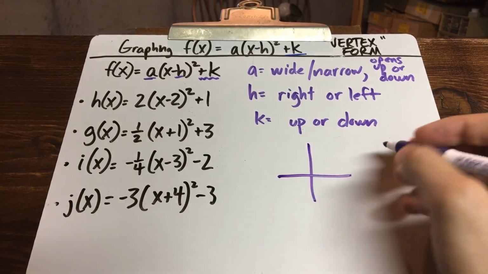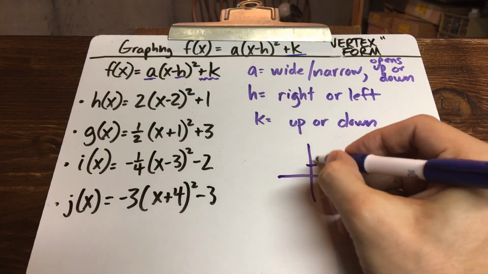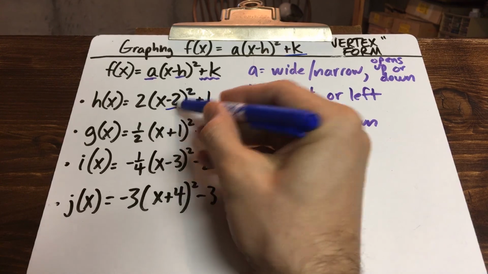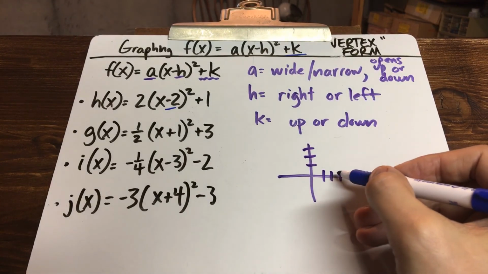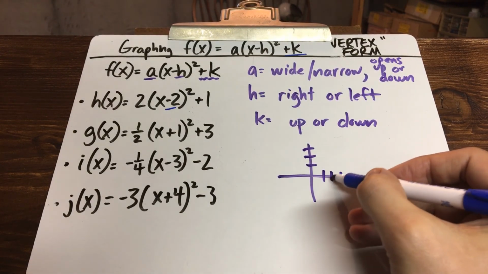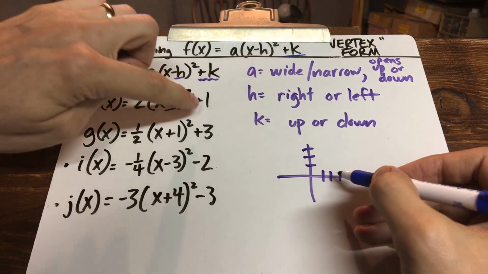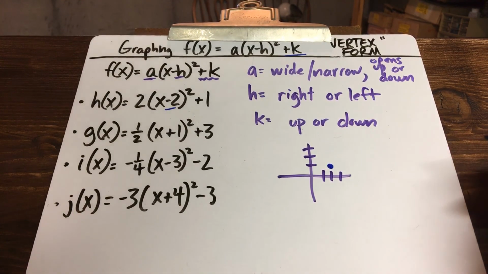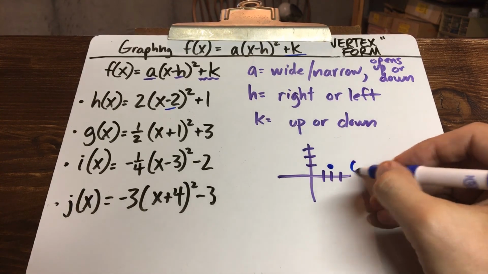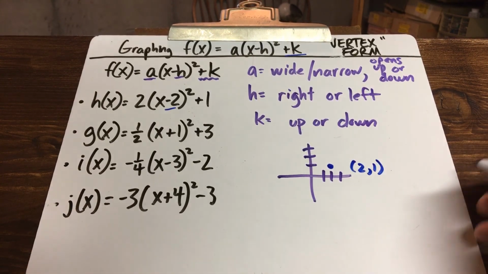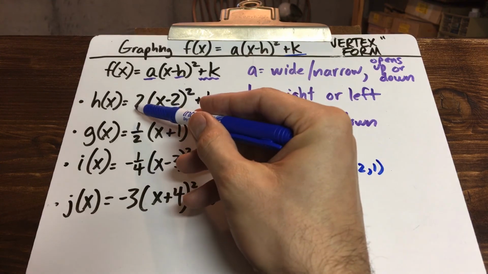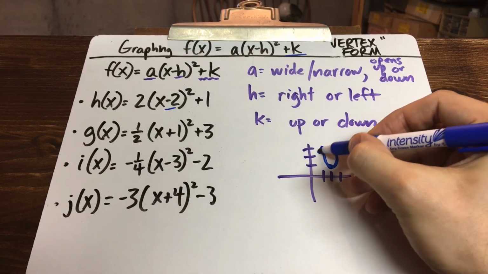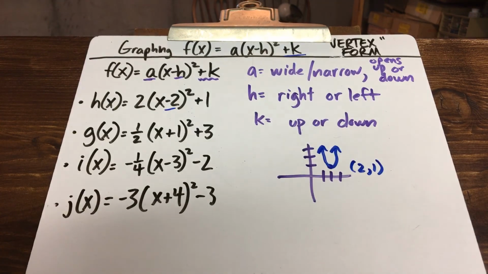If I did my little coordinate plane here, I'm just going to do a quick free-handed one. I know -2 means I need to go 2 to the right, but instead of staying right here on the x-axis, now I also have this +1 at the end. The +1 is going to be up 1. And so this graph is going to start right there at the point 2, 1. And then this is going to tell me that it opens up. This is going to tell me it's also twice as narrow. I'm going to freehand it here. But this is going to be pretty narrow, and it's going to look something like that.